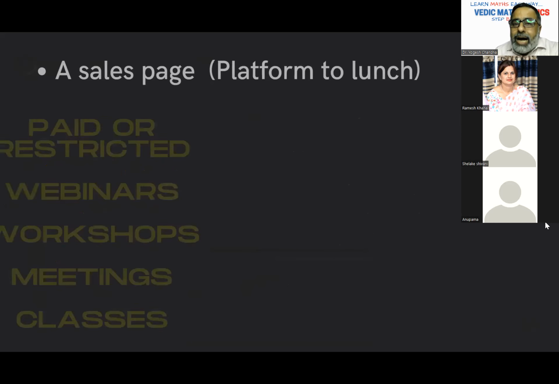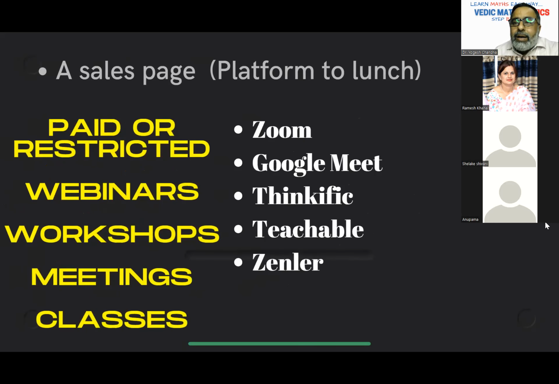But when you are charging something, when you are giving it to a particular section who have paid and registered, then you need a platform like Zoom or Google Meet, which can be restricted. It should not be open. I cannot have a restricted version and then give it on Facebook. If I'm asking for a payment and then doing it on Facebook, everybody would say, I paid and now it is available online. So Zoom, Google Meet.